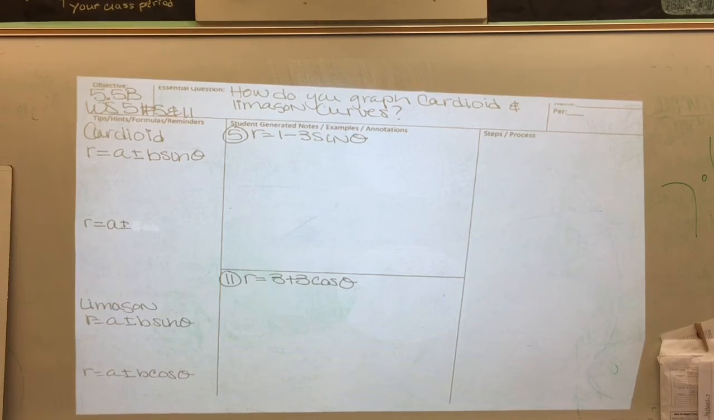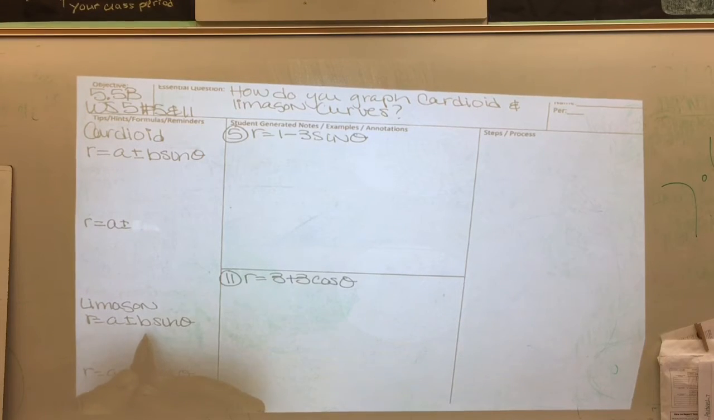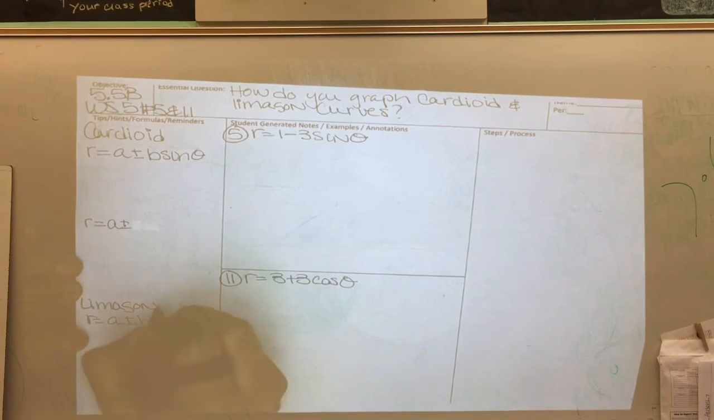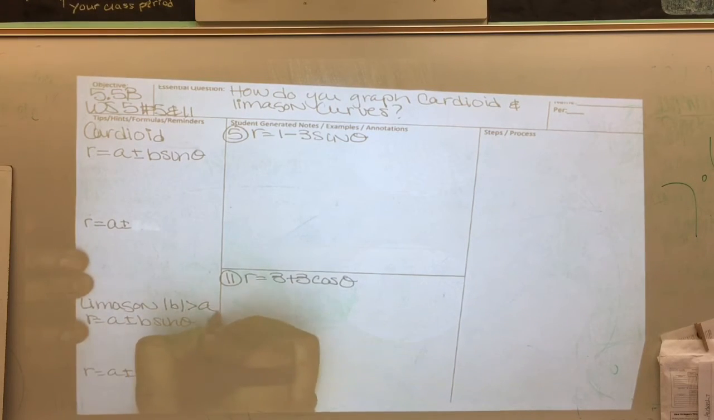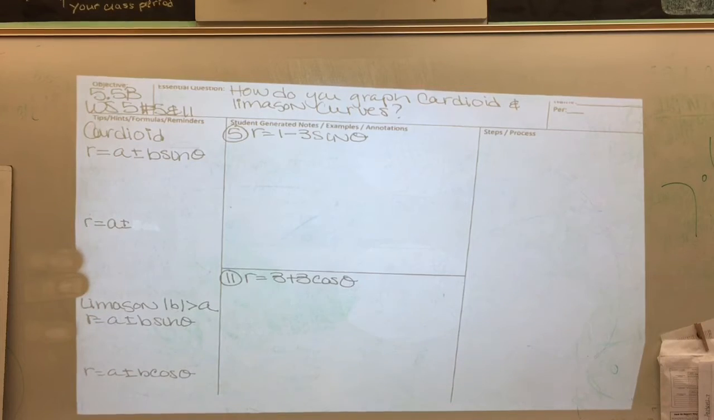One has an inner loop and one doesn't. Very good. Which one has the inner loop? The limaçon has the inner loop. And we get the inner loop when? What's the difference between the equations? The absolute value of b is greater than a. Yes, very good. If this value is greater than a, or you can just know if it's not equal to a, okay? But this one here, it's the absolute value of b, so it doesn't matter if it's addition or subtraction. If that value is greater than a, you're going to get an extra piece.